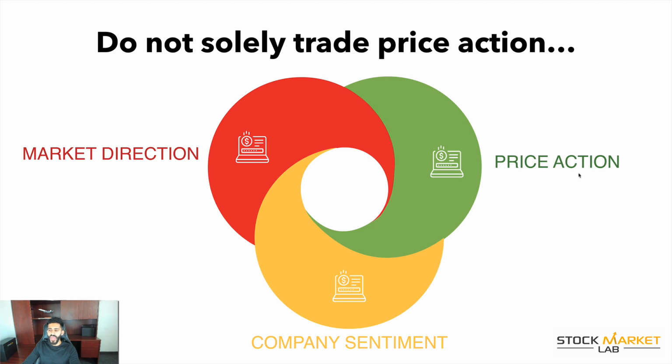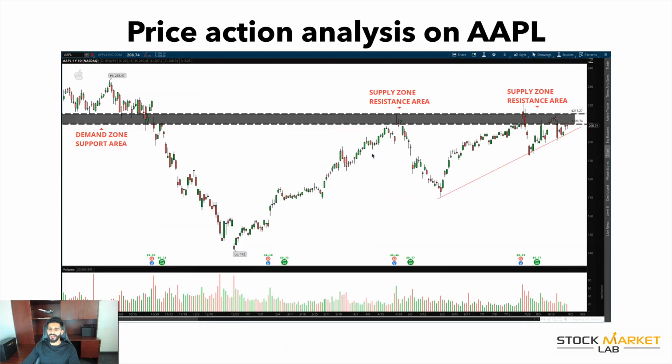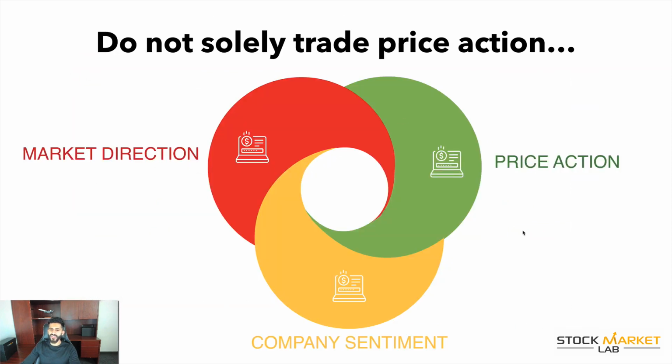You have to then use price action, and as we progress, you're going to see this more and more and more. We are not solely, once again, just saying the stock is hitting a supply zone, it's hitting a resistance zone, it's going to go down. No, that's not the way we're going to trade. We're going to combine these three: market direction, company sentiment, and price action. That is going to give us the highest probability for us to have a successful trade.